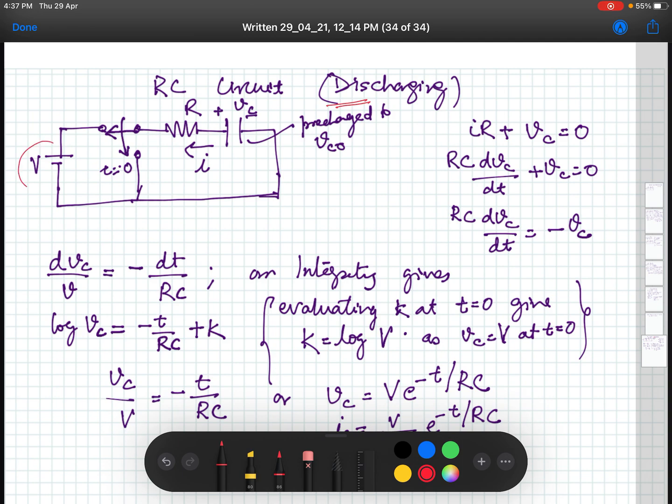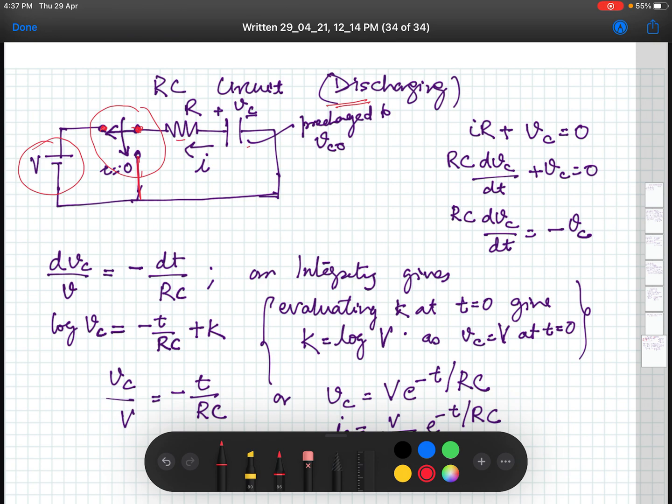If you see here, this is a voltage source which supplies, and this is a switch arrangement. In this switch arrangement, either this RC combination can be connected to the voltage source, or it can be connected to the ground. So these are the two options.